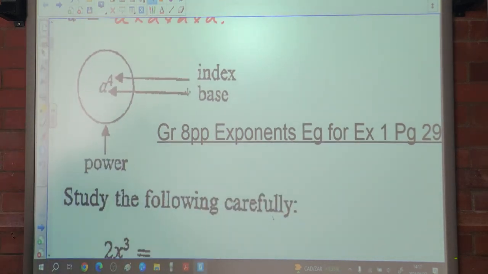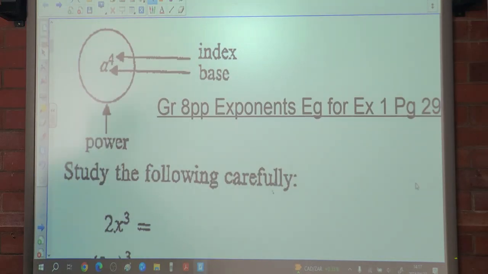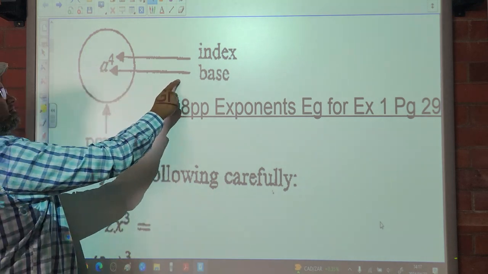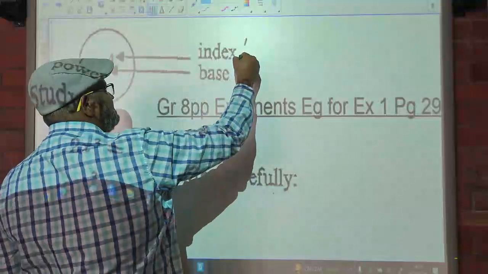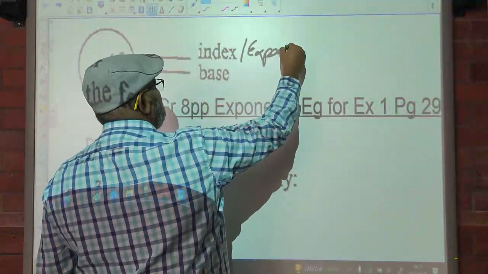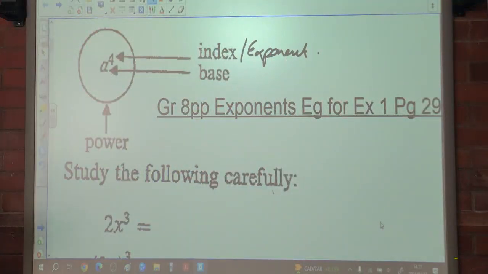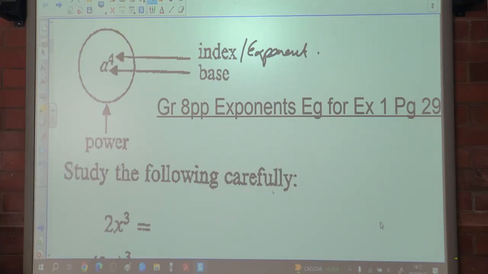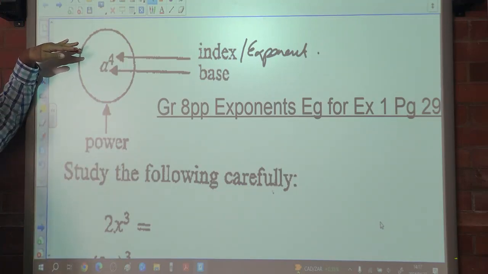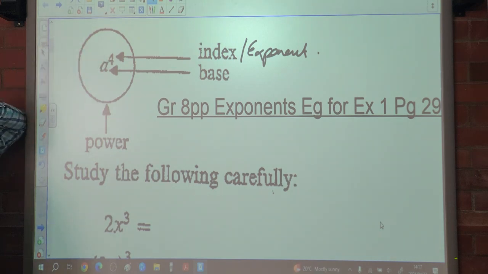Let me say that in 8 to the exponent 4, the 8 is going to be known as your base and the 4 is your index. Another word for index is exponent. Together it makes the power. So sometimes you're going to hear me say 8 to the power of 4, but actually 8 to the exponent 4. Do you understand?